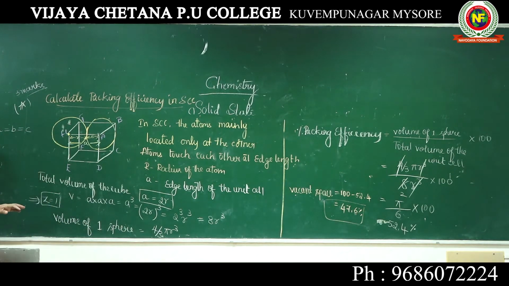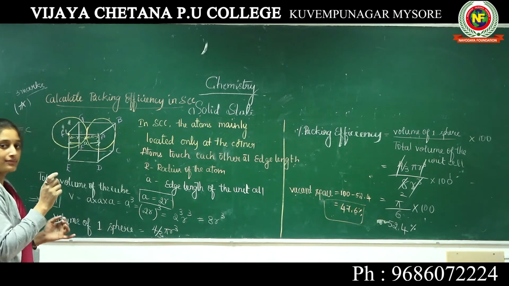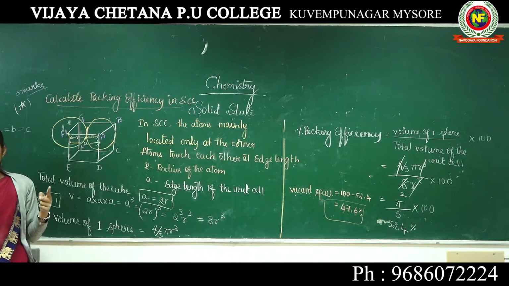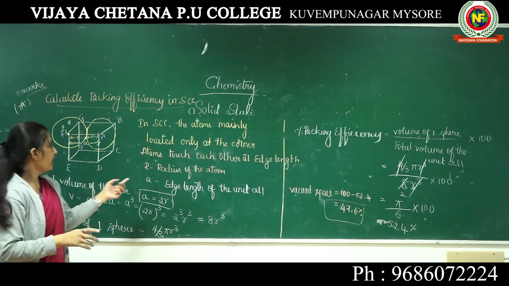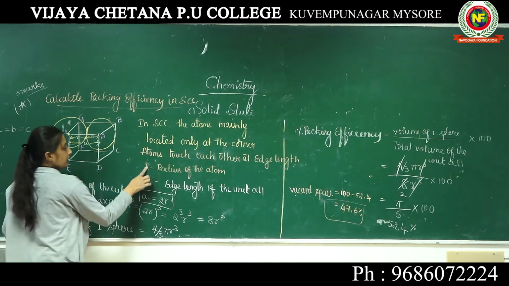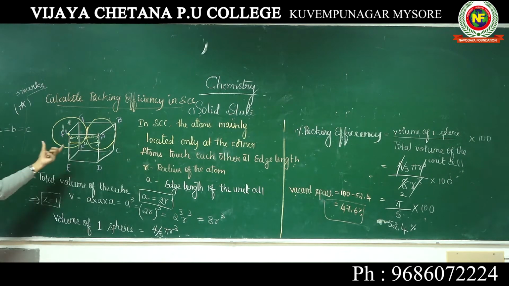See, try to understand properly. Once again, I am going to explain this. Calculate packing efficiency in SCC. First, you should draw the diagram. In SCC, the atoms are mainly located only at the corners. These atoms touch only at the edge. R means radius and a means edge length. Sorry, here I used capital letter R, it's small letter r, radius of the atom. You know a is equal to 2r. Where do you come to know this? From diagram, a is equal to 2r.